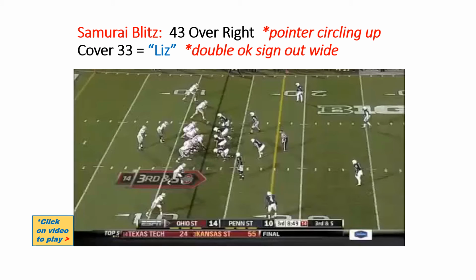Here's an example of Penn State running a 43 over right, but then they do a Liz to the left with an overload blitz.